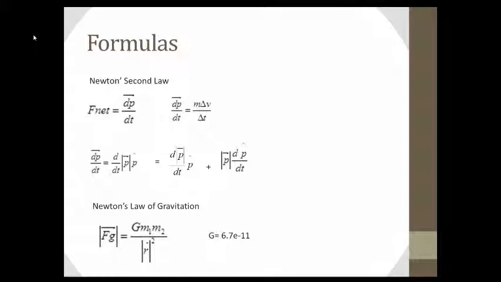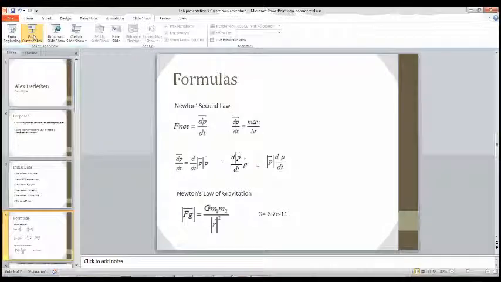We also need to know Newton's law of gravitation, which is the gravitational constant times the mass of the Earth times the mass of the moon, divided by the distance in between squared. Here G is equal to 6.7e-11.